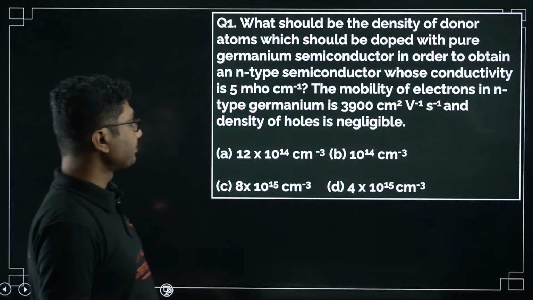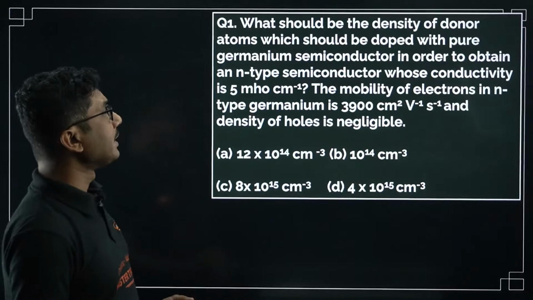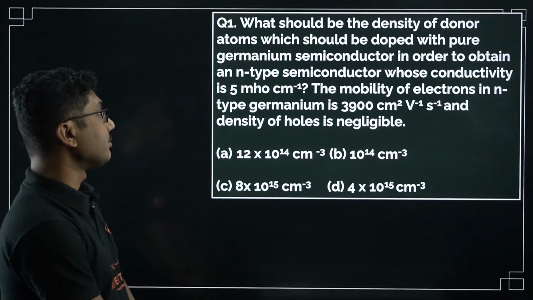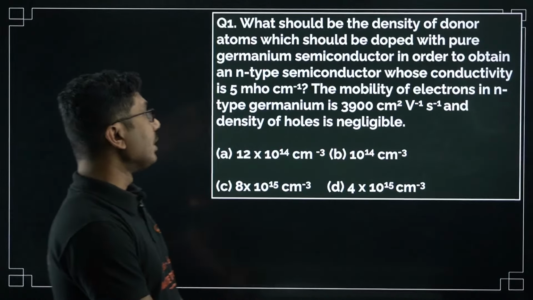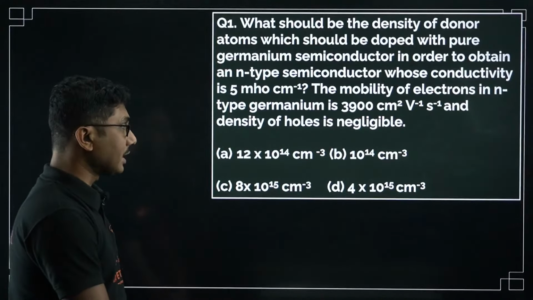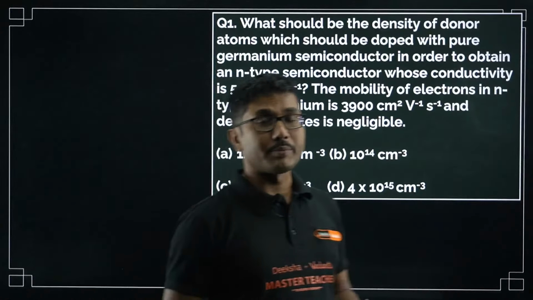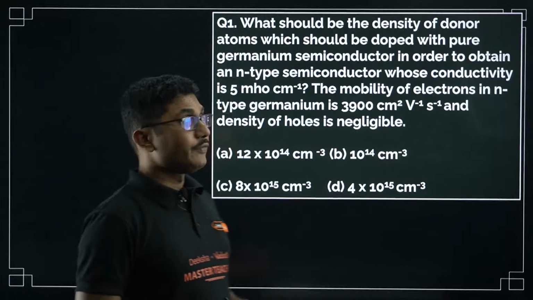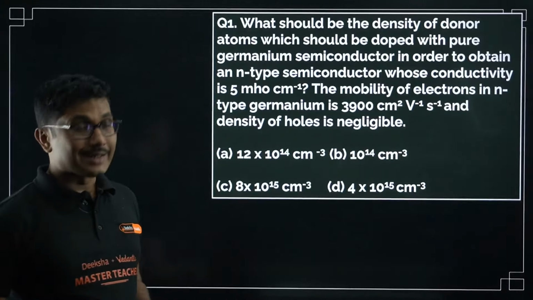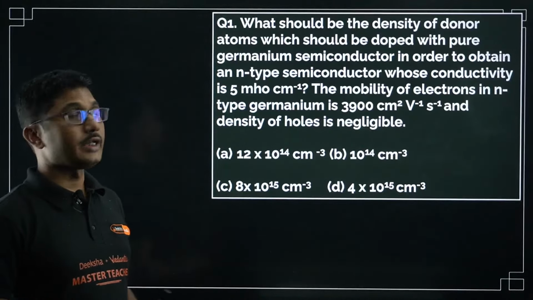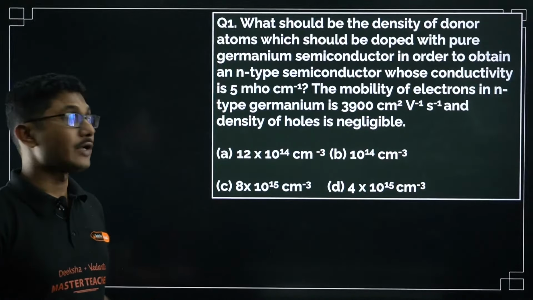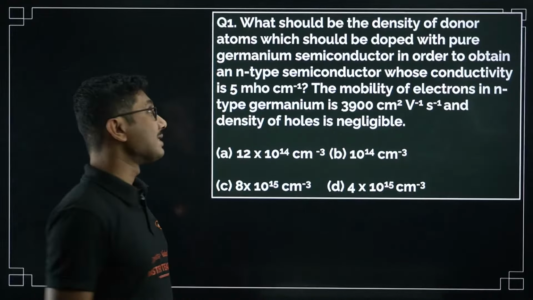First question: what should be the density of donor atoms which should be doped with the pure germanium semiconductor? Some of the questions are directly taken from the previous year questions. So if you see such questions, then definitely they are important, okay? Don't ignore any of the questions that we are going to discuss in today's lecture.